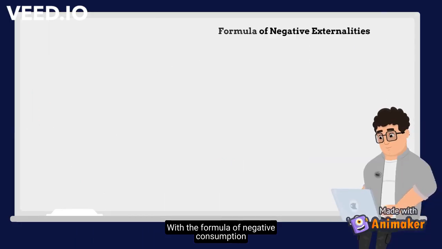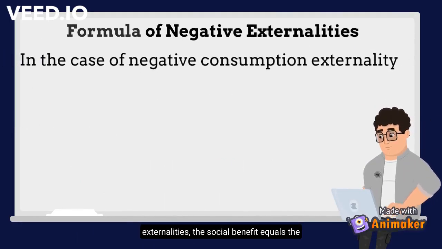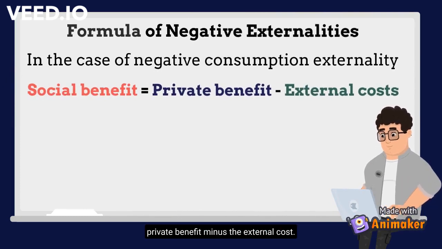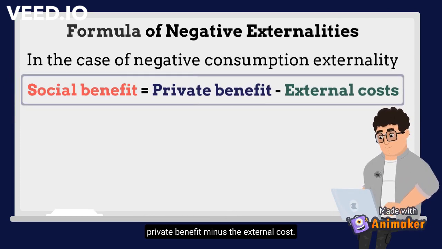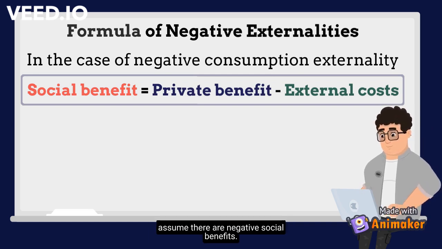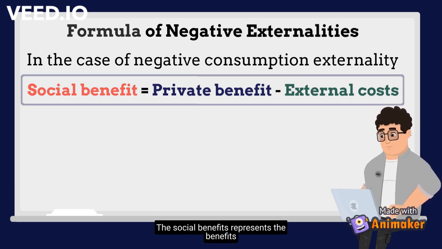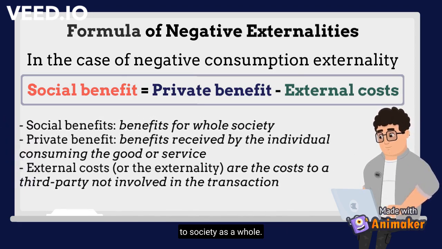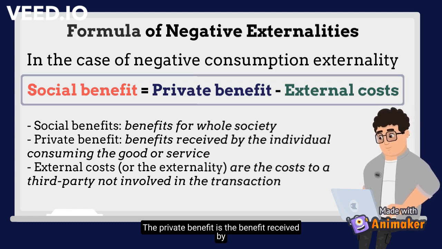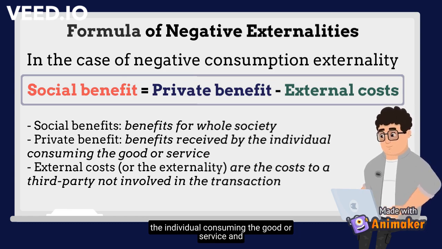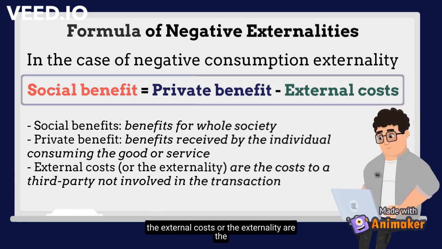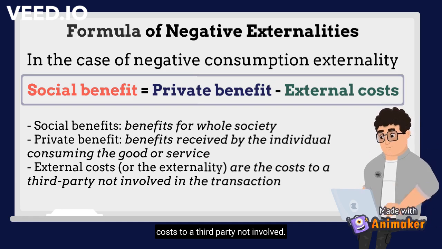With the formula of negative consumption externalities, the social benefit equals the private benefit minus the external cost. We subtract external cost because we assume there are negative social benefits. Rather than add a negative benefit, we subtract the external cost. Let's break down what this means. The social benefit represents the benefits to society as a whole. The private benefit is the benefit received by the individual consuming the good or service, and the external cost, or the externality, is the cost to a third party not involved.